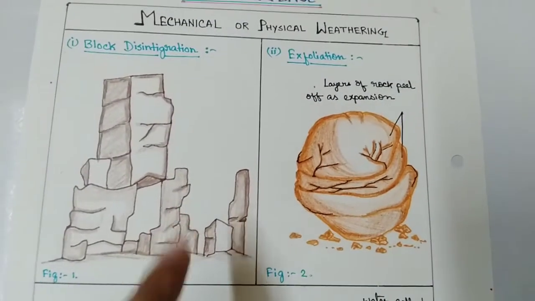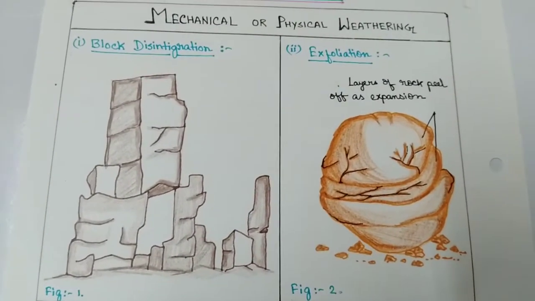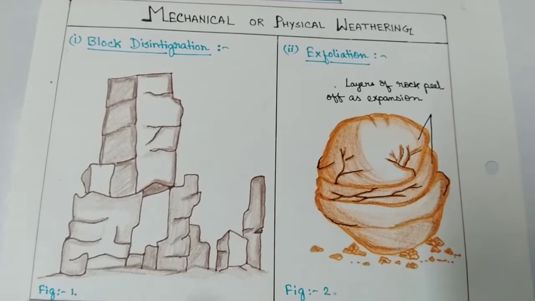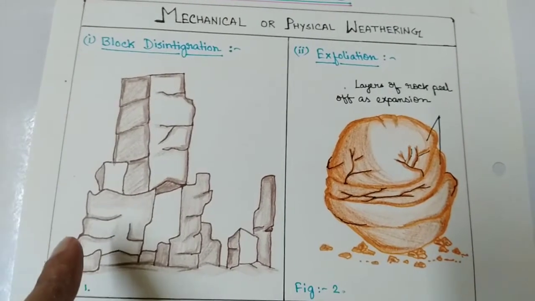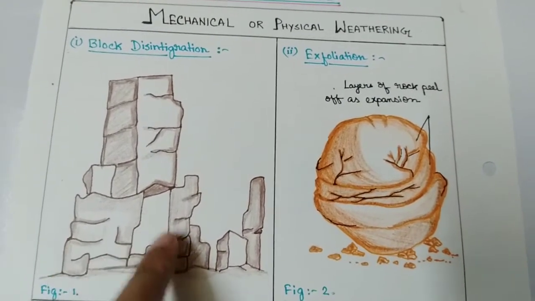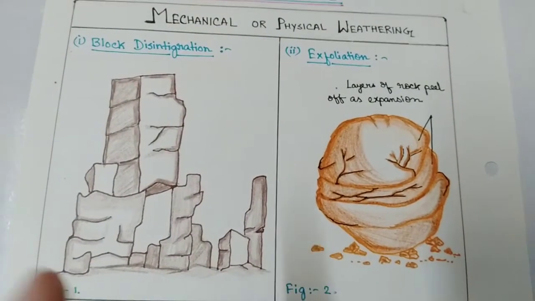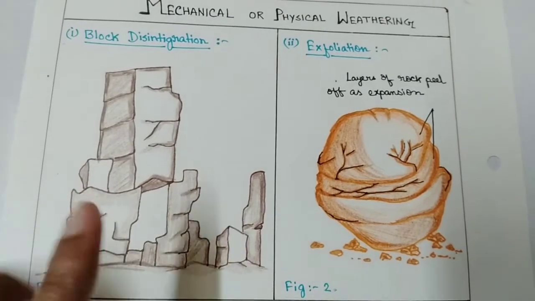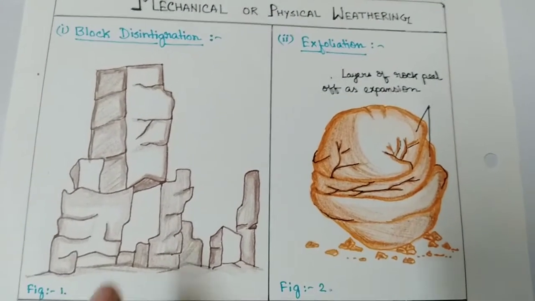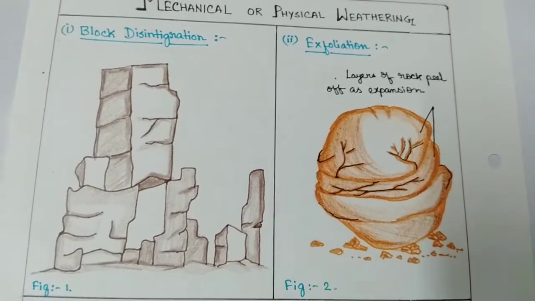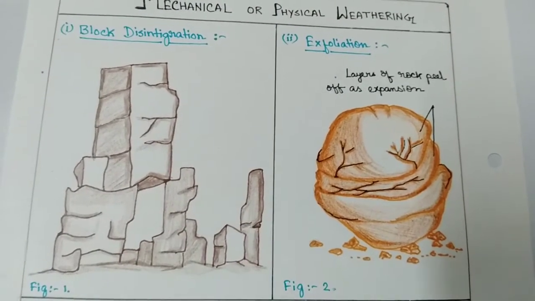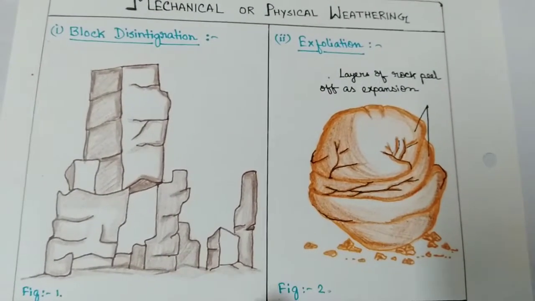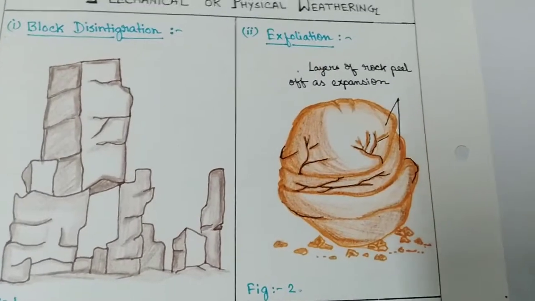As you can see in this diagram, this is block disintegration. This is a physical or mechanical weathering formation. Block disintegration is mainly caused in a dry climatic environment. You can see the rocks develop joints and cracks. These are the crack points, and these crack points go through successive expansion. They expand, and ultimately break down into smaller blocks. This process is known as block disintegration. So these cracks and joints break down into smaller blocks, and it's called block disintegration.